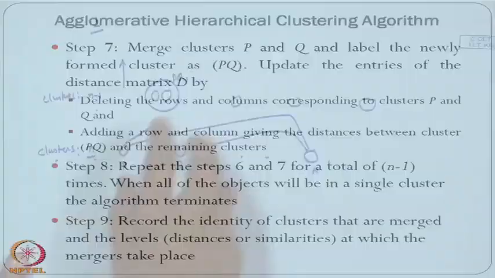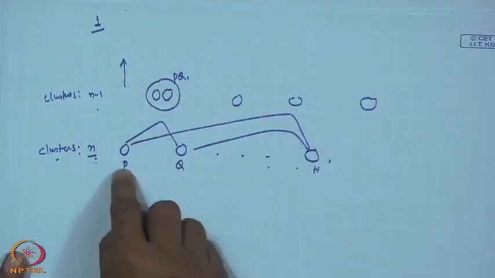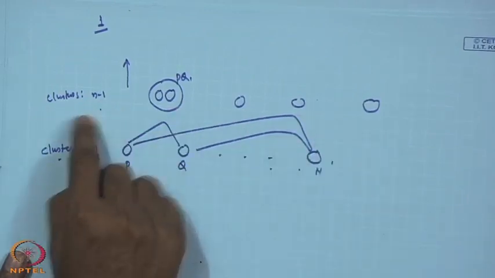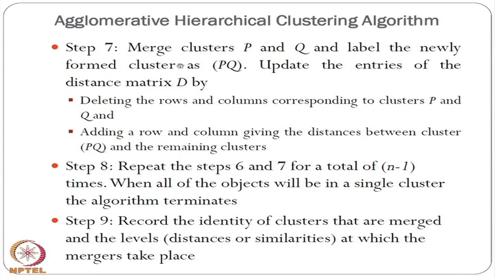When you group two similar objects, your number of clusters is reduced to n minus 1. That is what is given here: merge clusters P and Q and label the newly formed cluster as PQ, then update the entries of the distance matrix D by deleting the rows and columns corresponding to clusters P and Q.